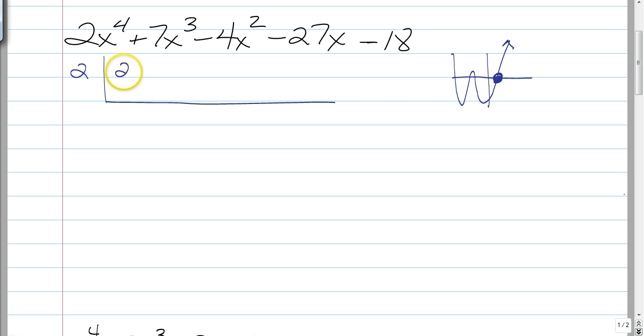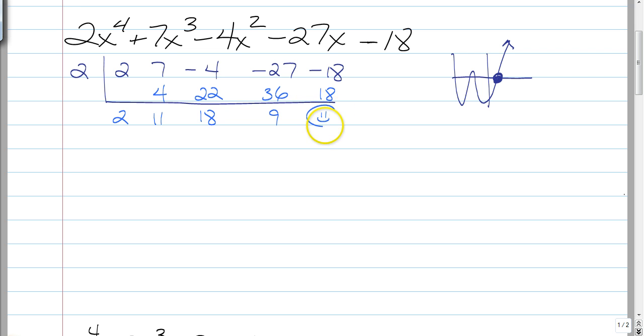So on the inside we're going to have our 2, 7, -4, -27, and -18. And we're just going to use synthetic division here. Drop the 2. 2 times 2 is 4. 7 plus 4 is 11. 2 times 11 is 22. -4 and 22 is 18. 2 times 18 is 36. Plus a -27 is going to give you 9. And 2 times 9 is 18. -18 and 18 is 0, which is exactly what you want. You want no remainder. Now we know that's 2x cubed plus 11x squared plus 18x plus 9.